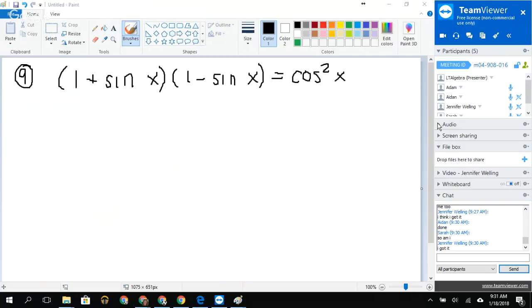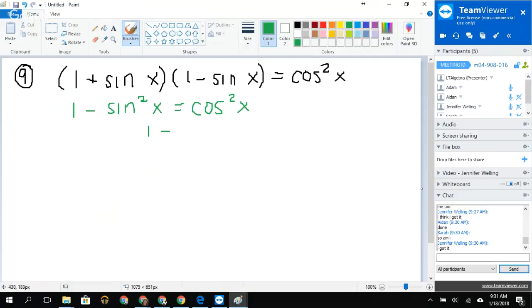So if you got it, probably don't even need me to do it, right? Did everyone use their friend FOIL? When we FOIL the outside and the inside, they cancel out, because it's negative sine of x plus the positive sine of x. So we end up with 1 minus sine squared of x. I'm paraphrasing since you all completed it so quickly. 1 minus sine squared of x equals cosine squared of x.